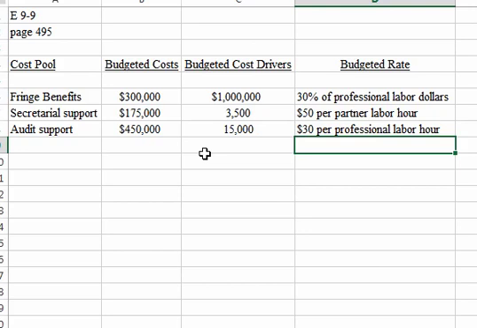So I think after working this one with me, you shouldn't have any trouble with your homework problem. It's exercise 9-6, and you'll find it on page 494. Thanks.